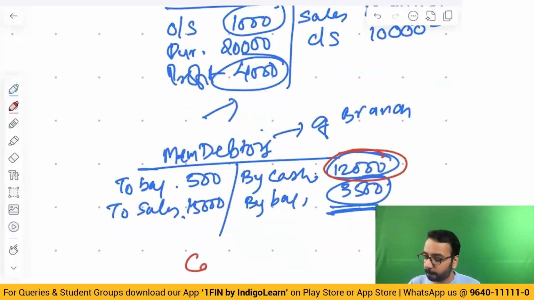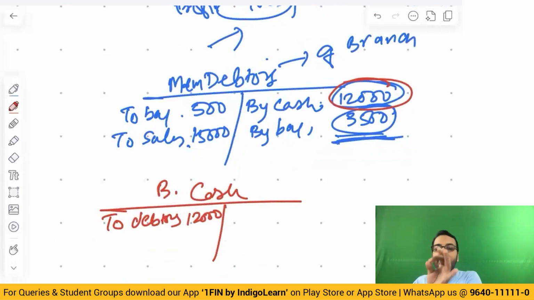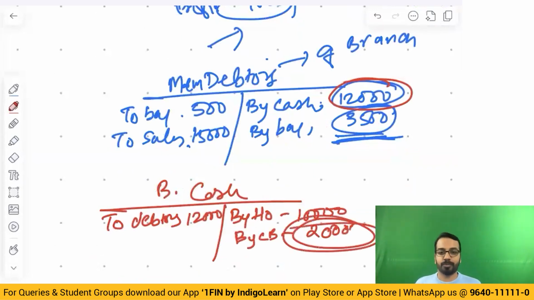What did the branch do? This is the branch cash account. They collected from debtors 12,000. They sent 10,000 to head office. This is 12,000, by head office 10,000, by closing balance 2,000. Now the head office says you have to pay me this 2,000 of cash also.